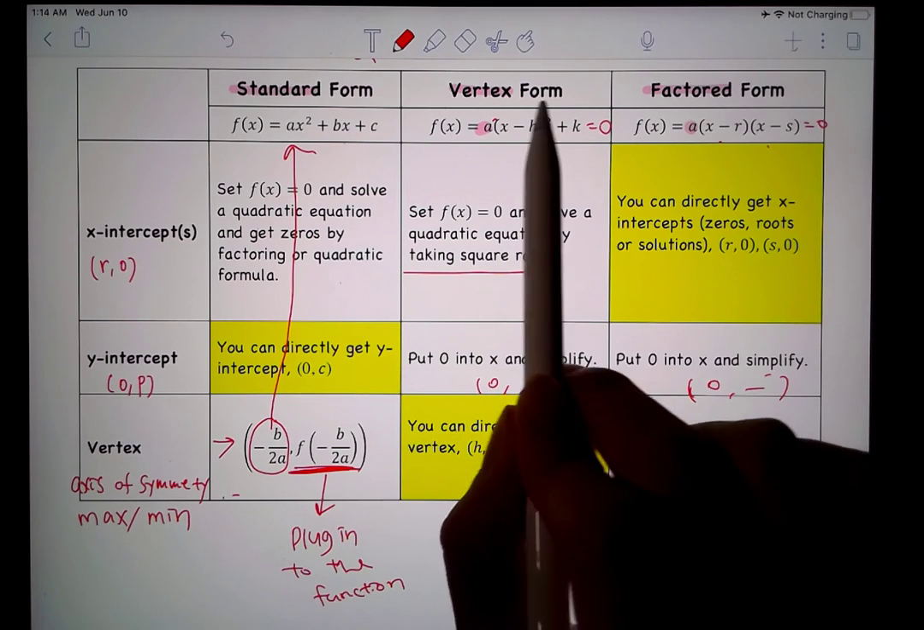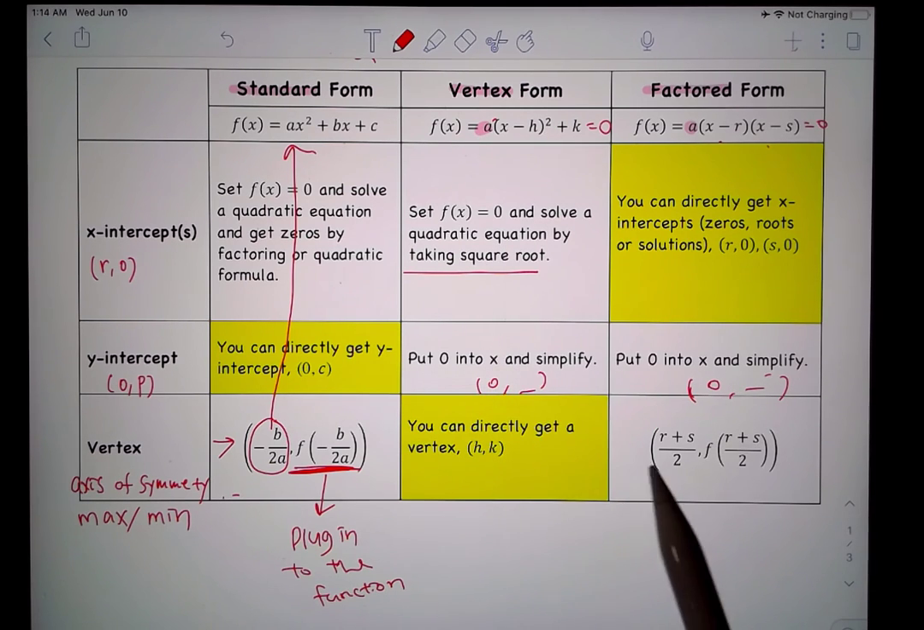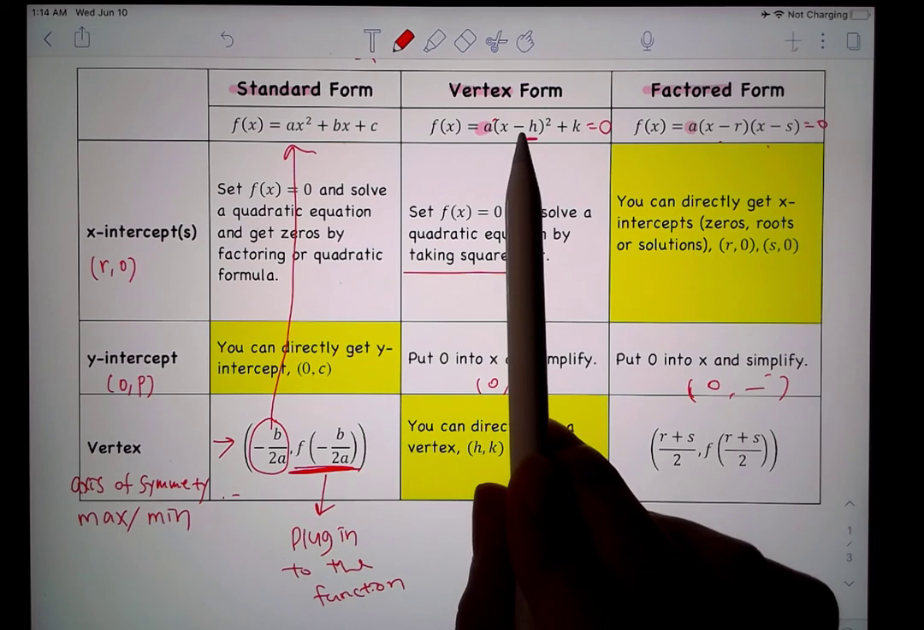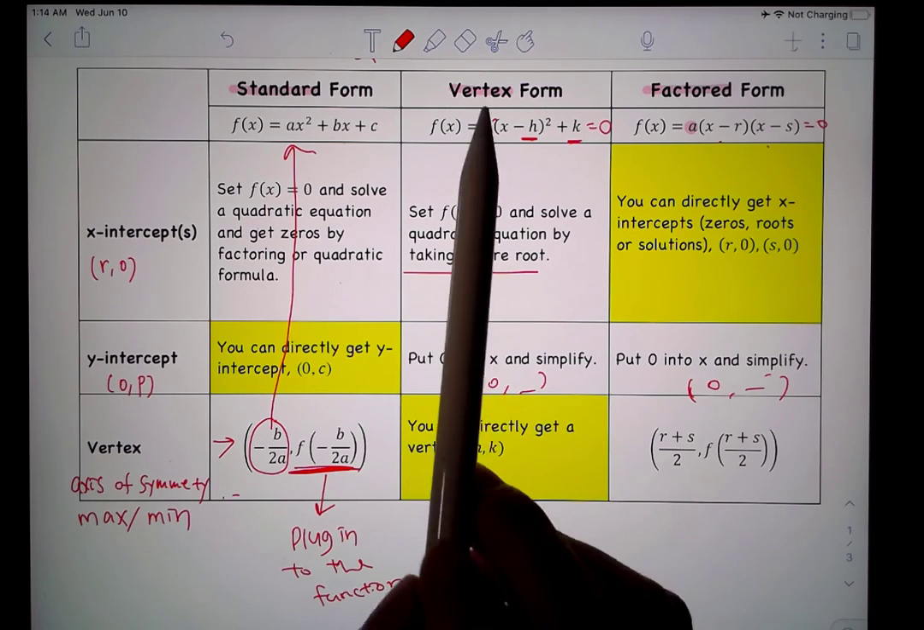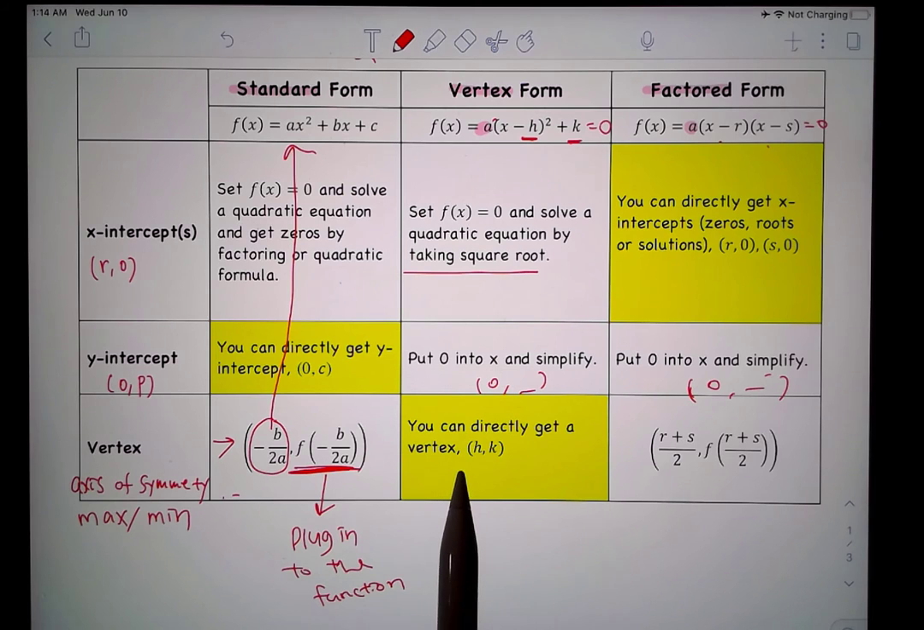And from the vertex form, you can just get your vertex directly. You're not doing anything. You just get (h, k). Make sure with the sign, you need to take the opposite sign, all right?